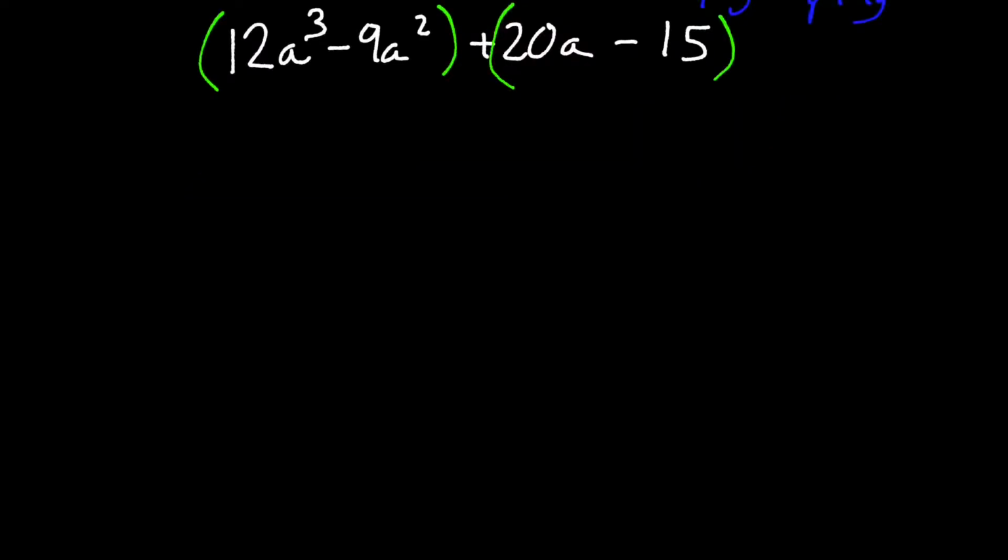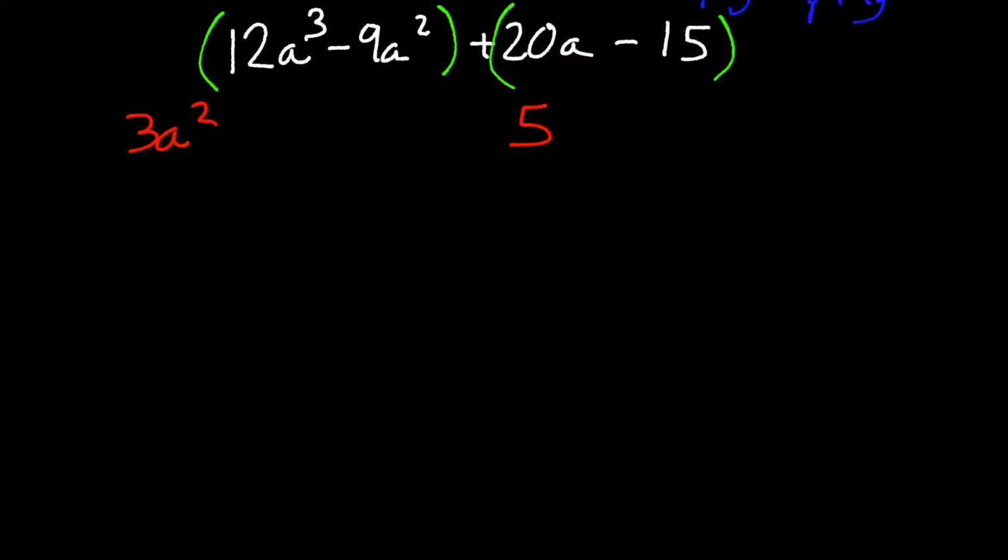So we have our two groups here. Let's get started by finding the GCF of each group. Now, I already know that the greatest common factor for this group is going to be 3a squared. And for the second group, I know the greatest common factor is just going to be 5.